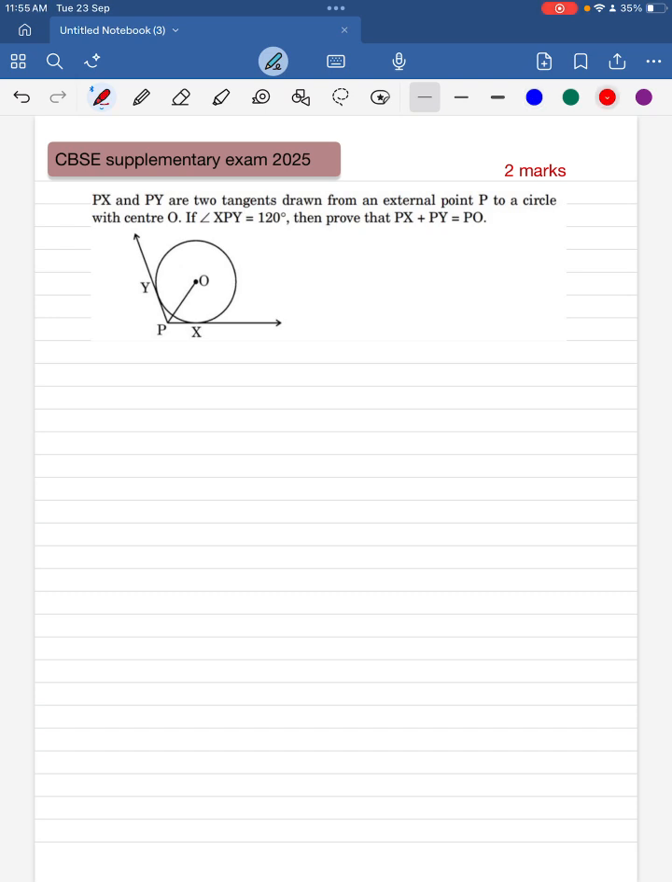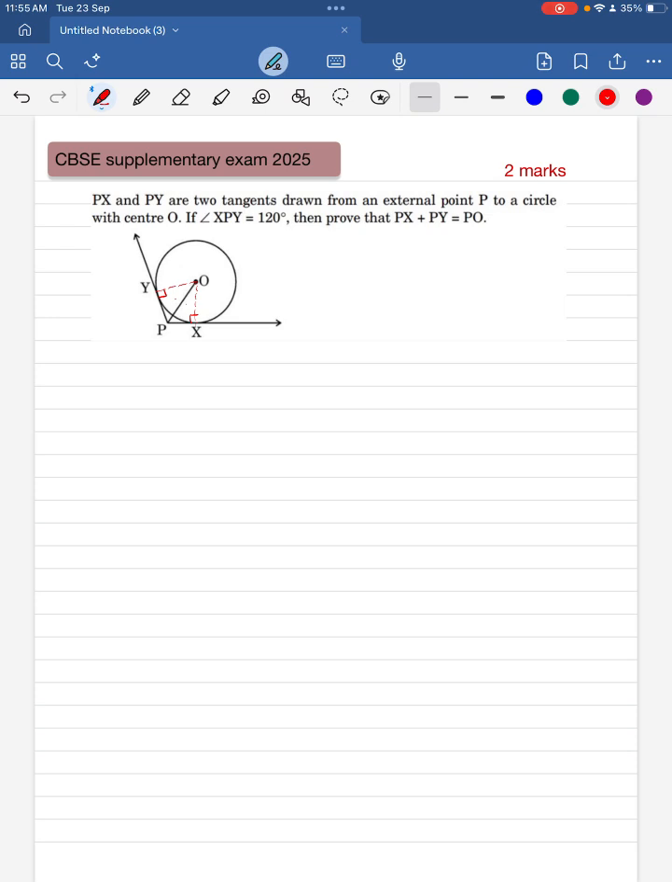Okay, so before I start doing the question, let me make a construction by joining O to X and O to Y. Now we know that these make an angle of 90 degrees because the tangent is perpendicular to the radius through the point of contact. We also know that the two triangles will become congruent to each other. Why are they congruent? Because OP is common, angle Y and angle X are equal to 90 degrees, and OX and OY are equal to each other because they are radii of the same circle. So by the RHS congruency rule, we can say that the two triangles are congruent to each other.